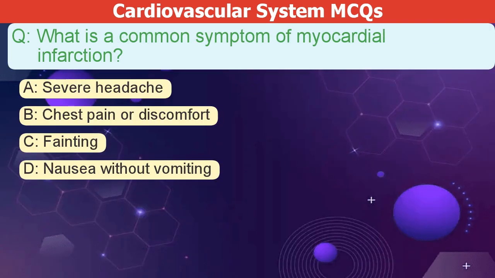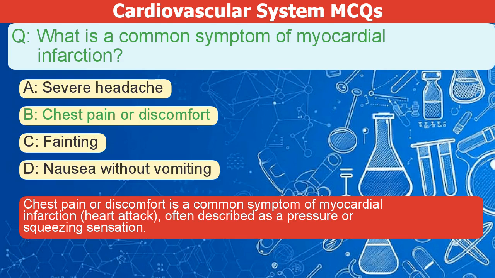What is a common symptom of myocardial infarction? A. Severe headache. B. Chest pain or discomfort. C. Fainting. D. Nausea without vomiting. The correct answer is B. Chest pain or discomfort is a common symptom of myocardial infarction, heart attack, often described as a pressure or squeezing sensation.